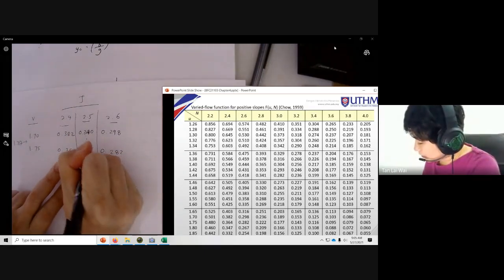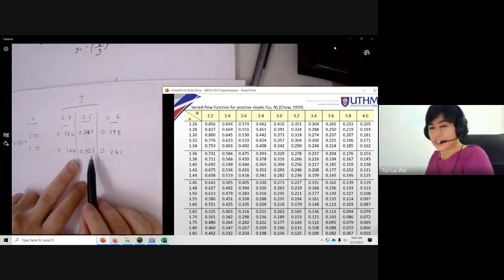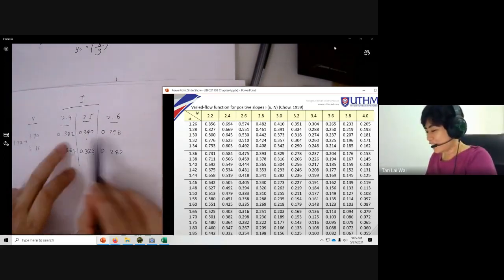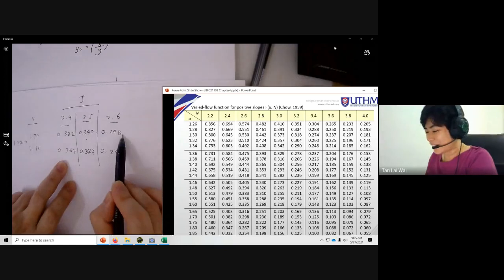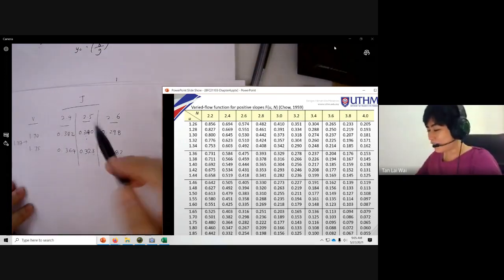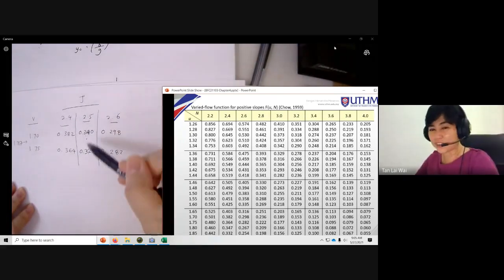0.323. Okay. Now, for the value you need to check, it should be between the two values. It should not be less than this value or greater than the other value. It should be between. Okay. Now, you solve for when j is 2.5 already.